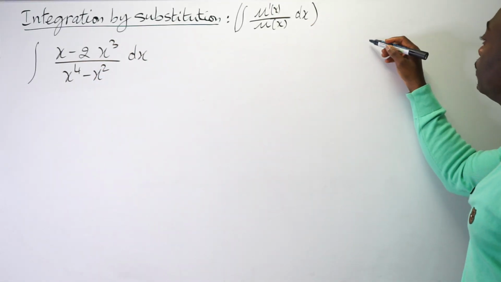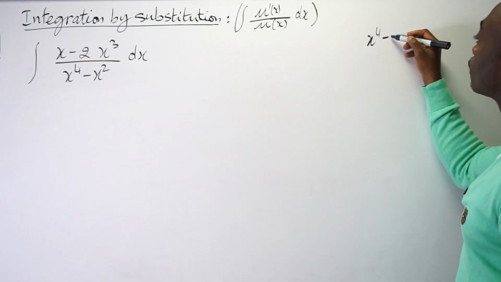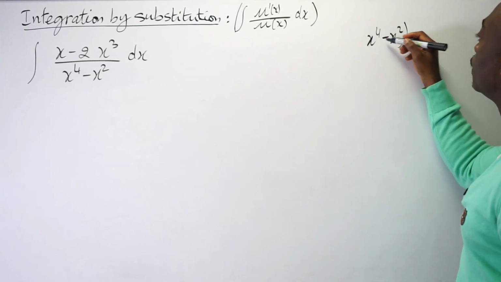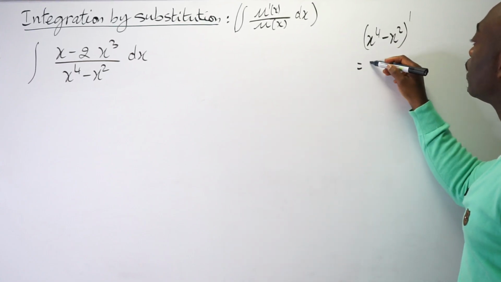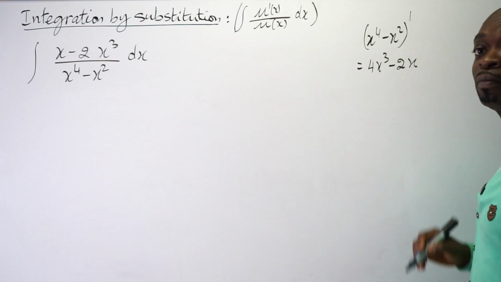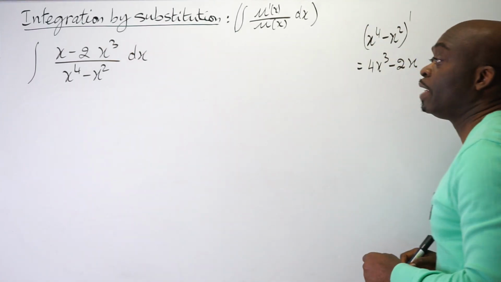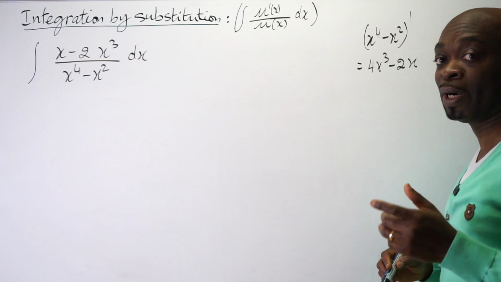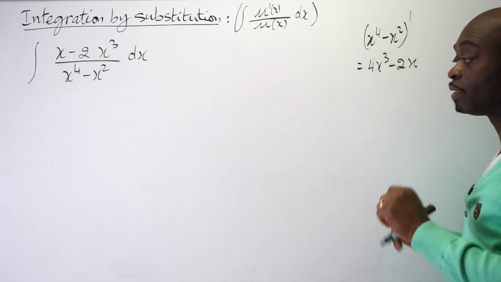So if we take x to the fourth minus x to the second power, and then find the derivative of that, that will give us what? That will give us 4x to the third minus 2x. The question is, is that the same thing as the one that we have on the top there? Not quite. But is there anything that we can do that will make it like that? Yes.